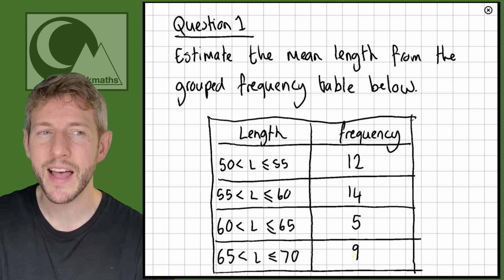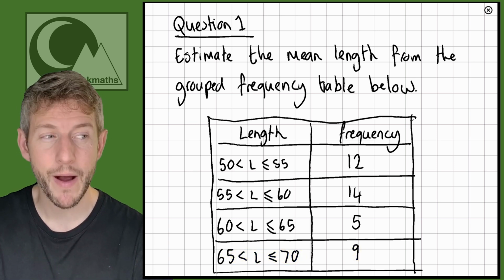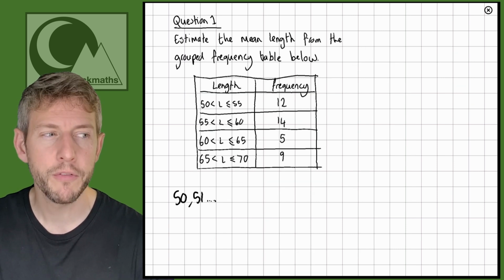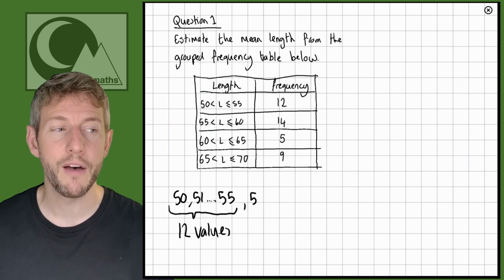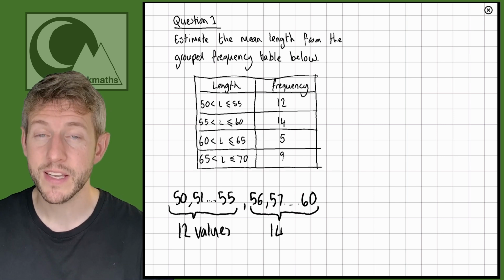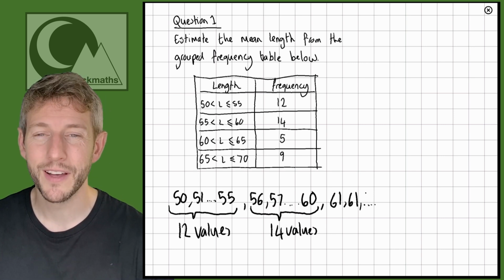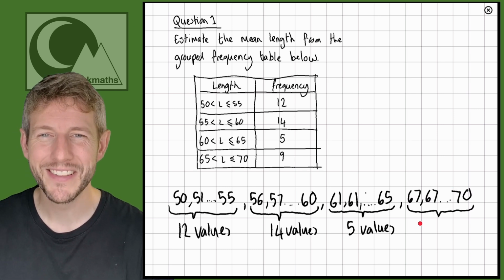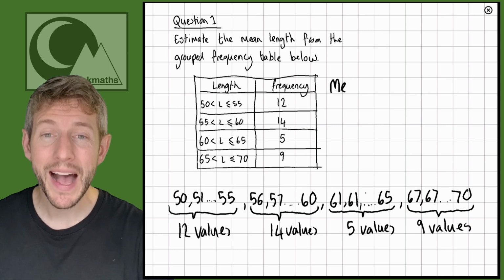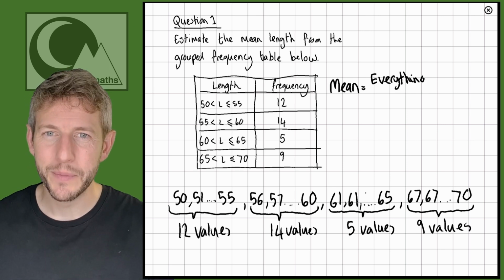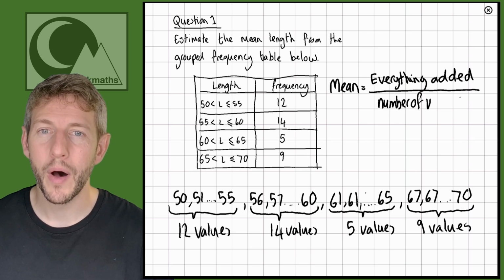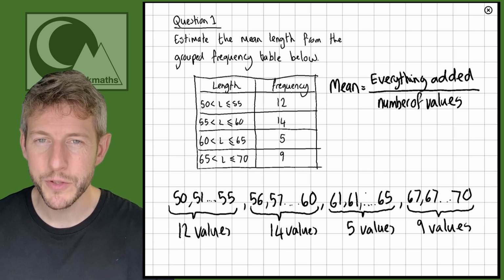What that means is that if I was writing all of this data out in a list, there would be 12 values that fell between 50 and 55, 14 values that fell between 55 and 60, 5 values that fell between 60 and 65, and then 9 values that fell between 65 and 70. If we had all those values and we wanted to calculate the mean, we would add all of them together and divide by the number of values that we have in total.